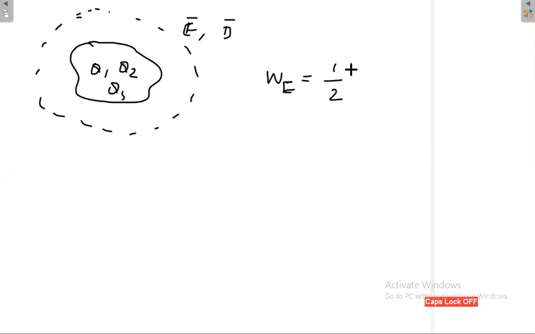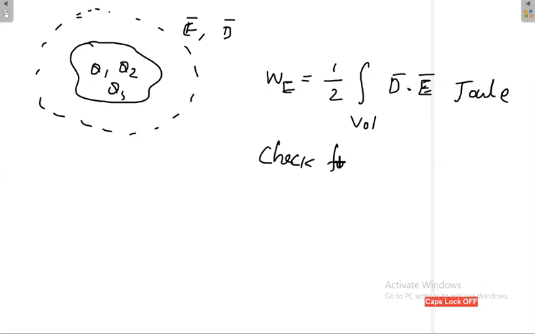So energy is 1 by 2 times the volume integral of D dot E. What is the unit of energy? Joule. Now check it for unit relationship. What is the meaning of that? Finally, you have to get joule. You should know the unit of D, the unit of E, and the unit of volume. Finally, you should get joule, because energy should always be in joule.